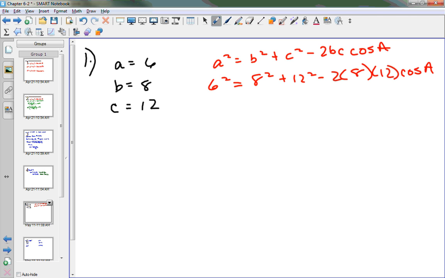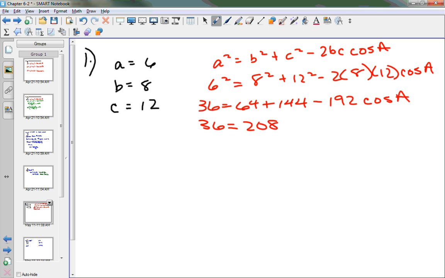Okay, 6 squared is 36, is equal to 64 plus 144 minus 192 cosine of A. What is 64 plus 144? 208. So we're going to use plugging and chugging. Subtract 208.